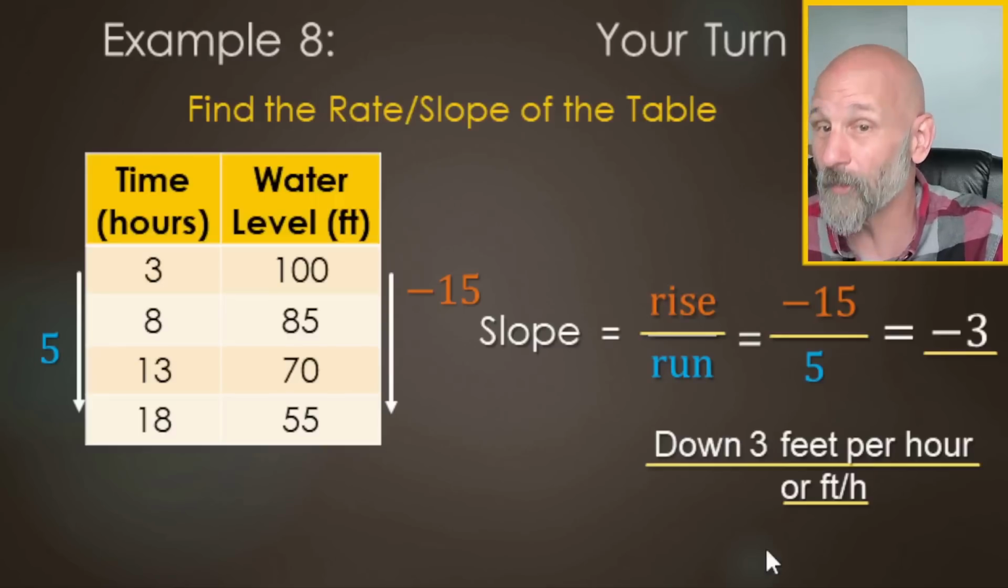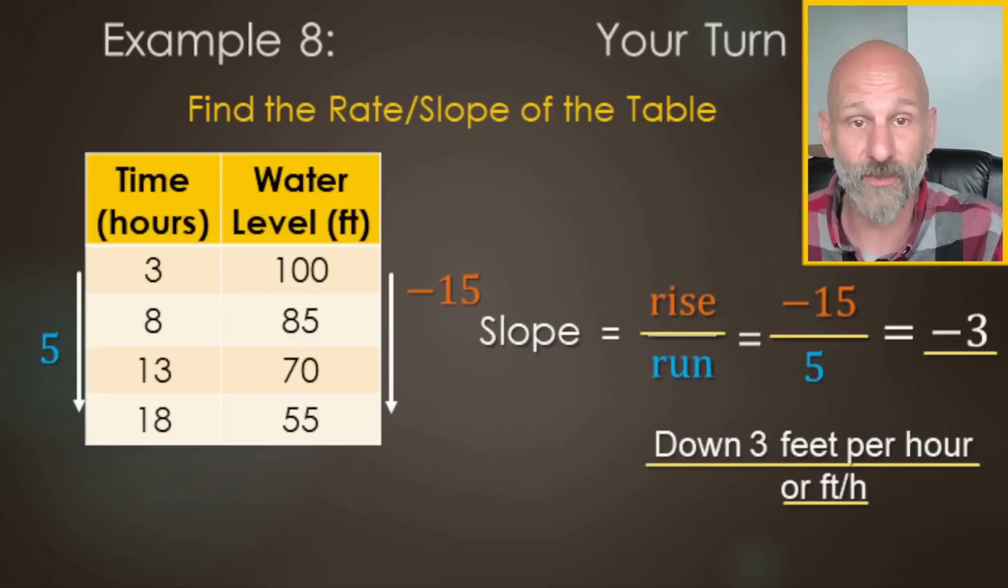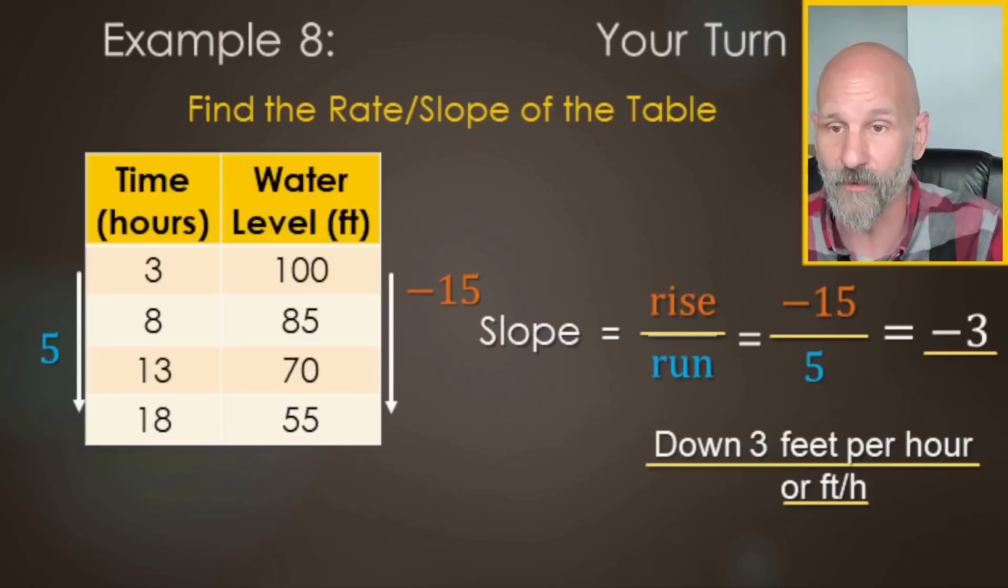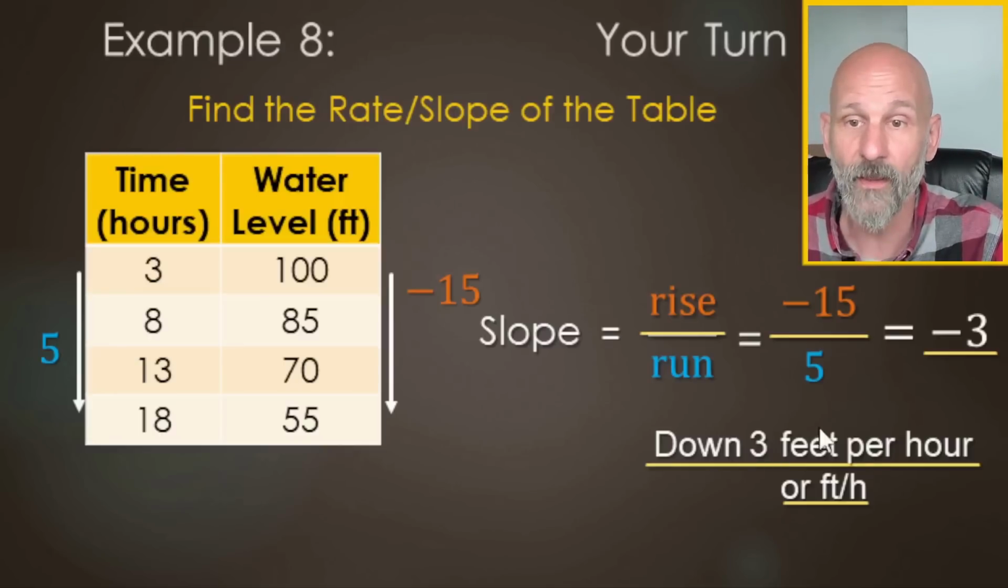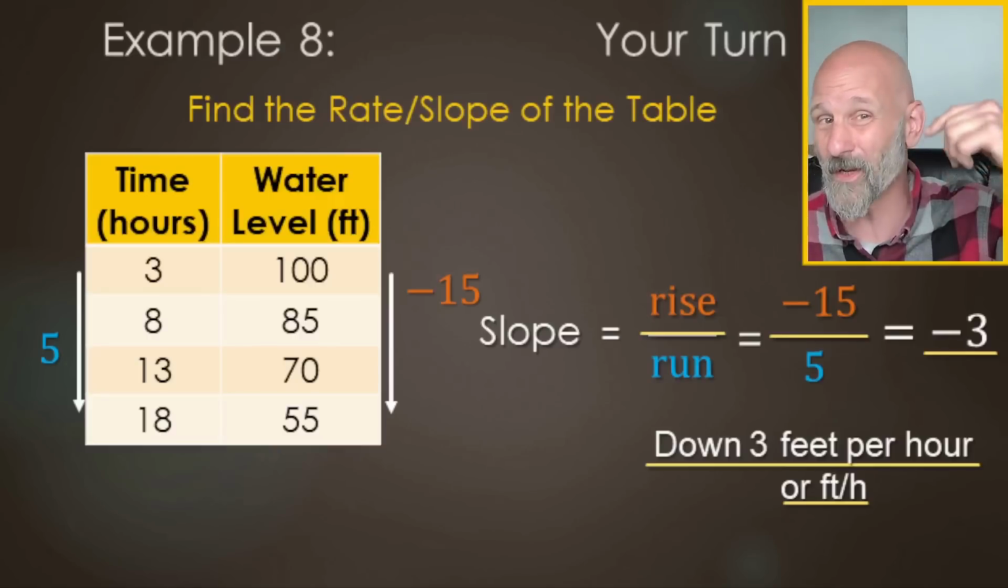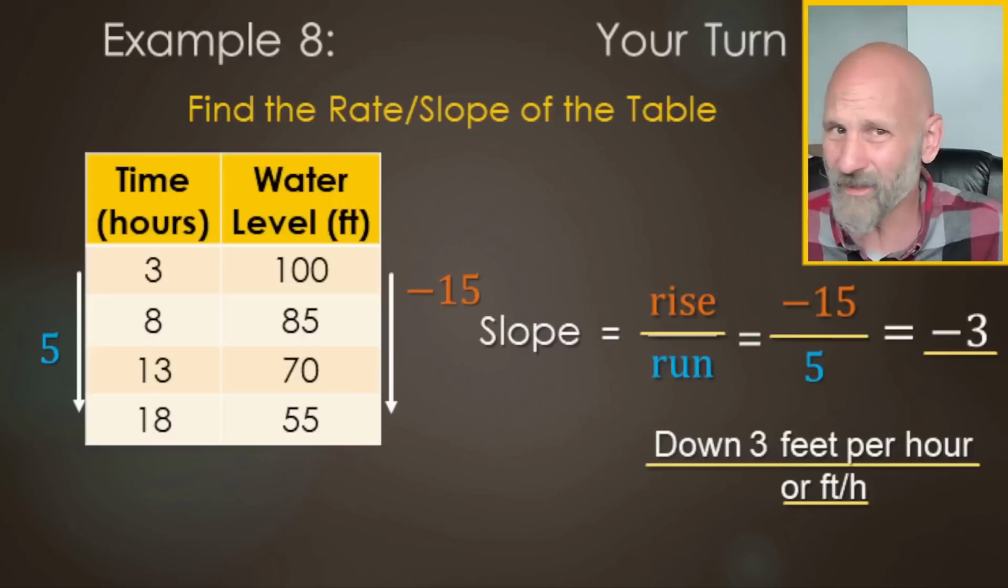Now your rate would be a positive 3, but you use English words to describe if it's going up or going down. So in this case here, the rate is down 3 feet per hour, whereas the slope is negative 3. So that's the subtle difference between rate and slope, but basically it's the same number or absolute value of that number.